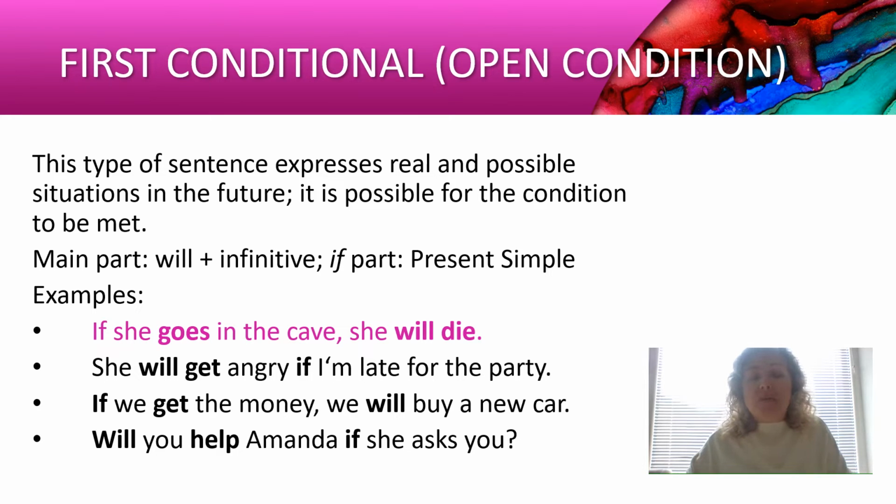Some other examples are, she will get angry if I'm late for the party, or if we get the money, if we have enough money, we will buy a new car, or we will go on a trip. Will you help Amanda if she asks you, or something like that. So we are talking about conditions, things that will happen, could happen, might happen, are going to happen in the future.